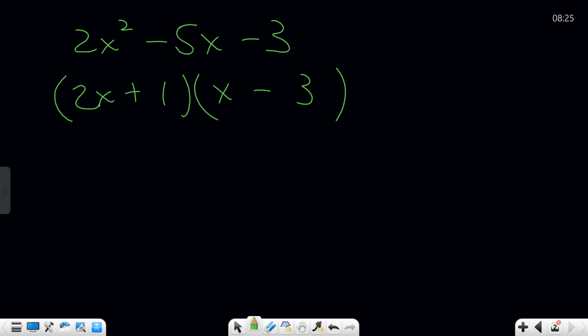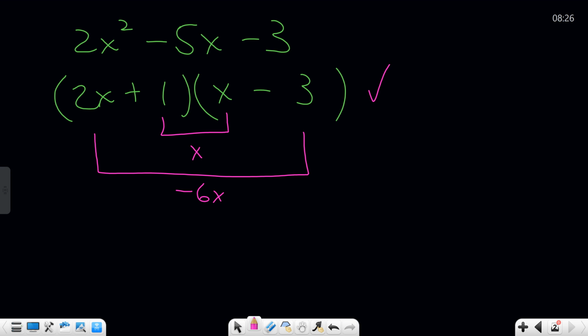So good. First term's good because we know how we broke down 2x squared: 2x times x, 2x squared. The last term is correct because 1 times negative 3 is negative 3. Now, this is where the OI term becomes important. 1 times x is x. Negative 3 times 2x is negative 6x. Negative 6x plus x is negative 5x. Nailed it. We are GTG, good to go.